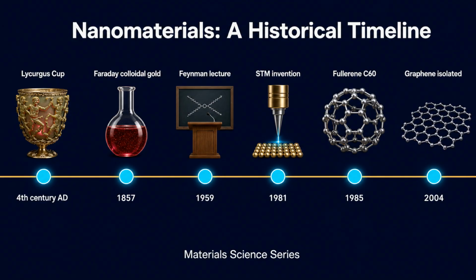The scientific era began with Michael Faraday's synthesis of colloidal gold in 1857. Richard Feynman's famous 1959 lecture, "There's Plenty of Room at the Bottom," envisioned nanotechnology. The invention of scanning tunneling microscopy in 1981 let us see atoms for the first time. Fullerenes were discovered in 1985, carbon nanotubes were reported in 1991, and graphene was isolated in 2004. Fullerenes and graphene each led to a Nobel Prize, in chemistry in 1996, and in physics in 2010.